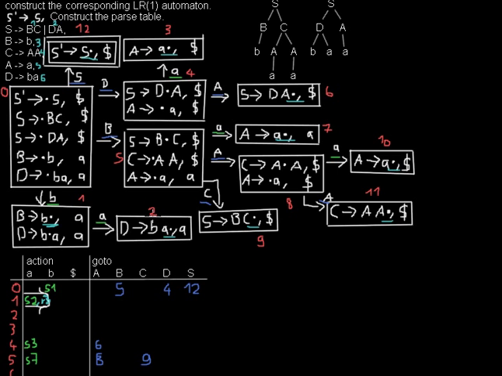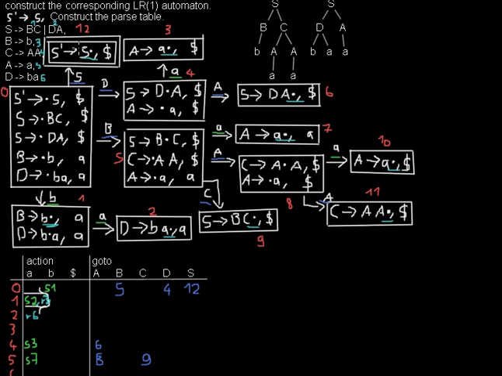Now when I'm in state 2, I can do a reduce step when I have the A as look ahead, and I reduce with that rule number 6, so D goes to BA, that's exactly that rule. So in state number 2, I write reduce with number 6 when my next input symbol will be an A.